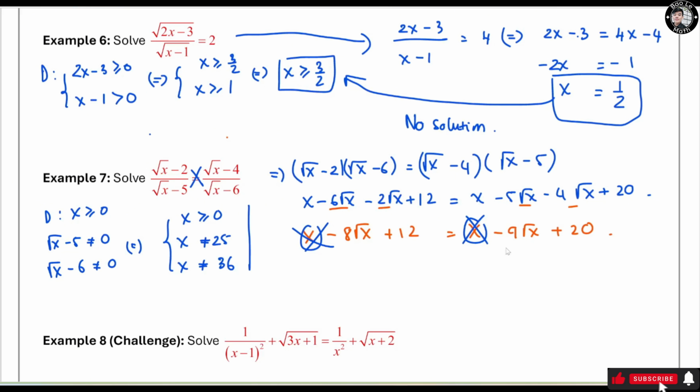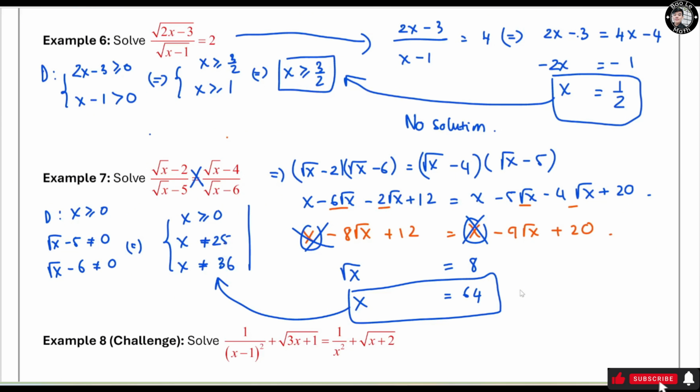Now we're going to add 9 square root of s to both sides, right? So it could be square root of s left. Subtract 12 from both sides, it could be 8, right? Square both sides, it could be s equals 64, right? Now we're going to compare this one with the domain right here. So this one is the solution, right?